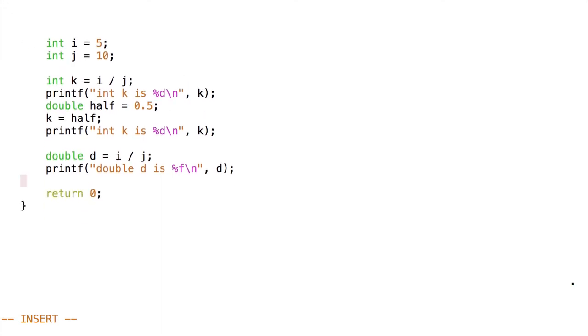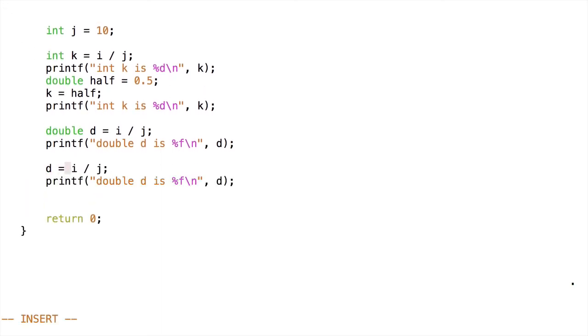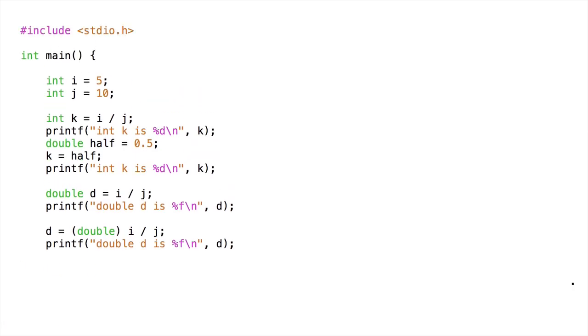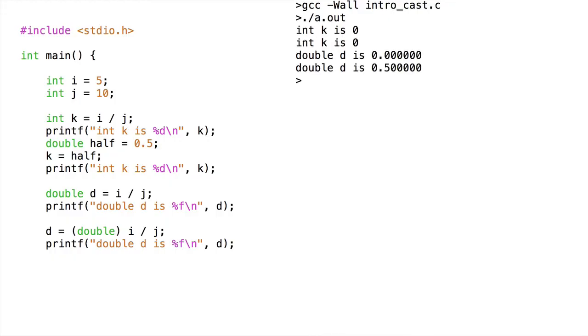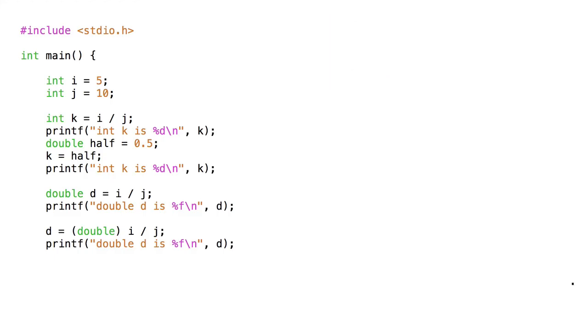Let's copy the lines so you can see both versions. We put the type name double in parentheses before i. This is referred to as casting i to a double. It doesn't change i's representation in memory, but uses the double representation when evaluating the right-hand side expression. Let's run our code. We see that double i, that's like 5.0, divided by integer j, 10, gives us a double result, 0.5. And then, when we assign that to d, we keep the fractional piece.